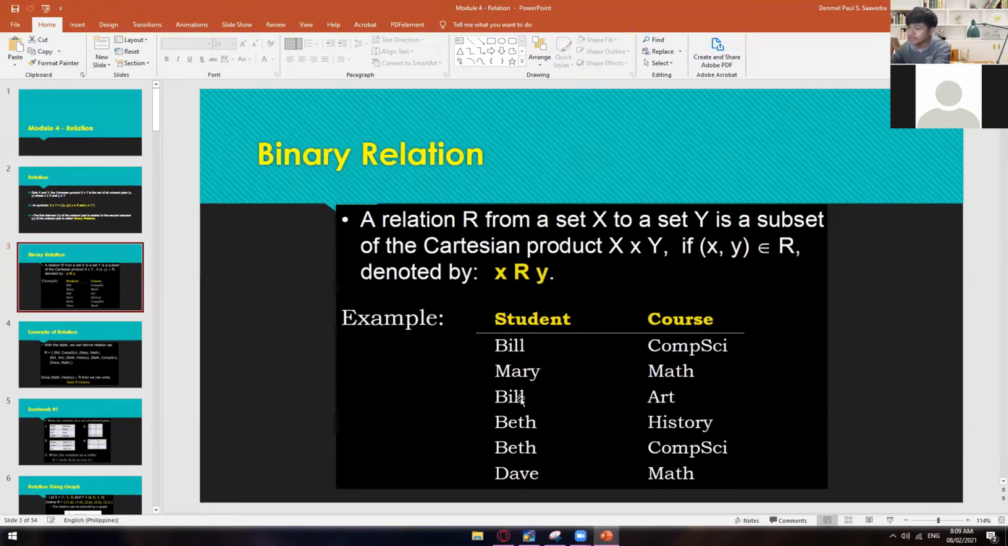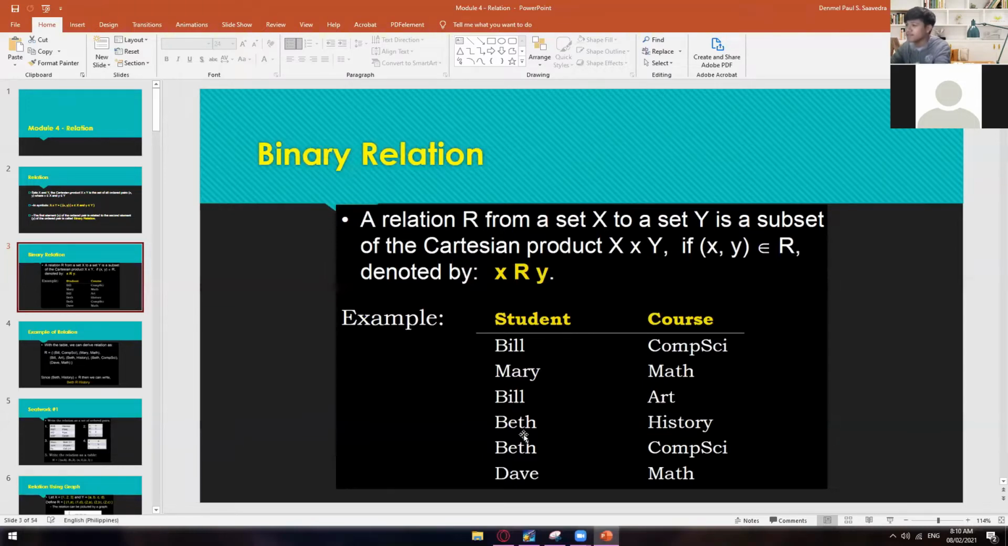And then the same with this one, Bill is another, or again, related with art. So you could say that Bill has two courses that he is taking consecutively. Okay, so he's taking comp sci, and at the same time he's taking art.